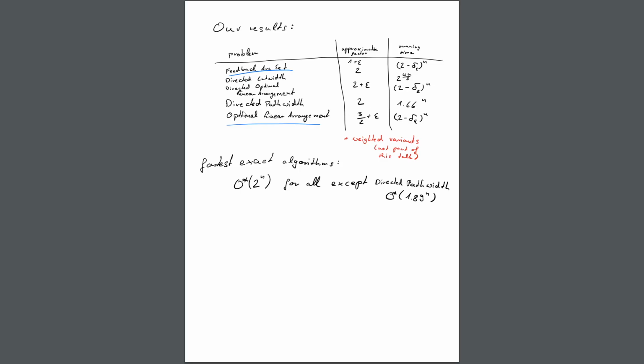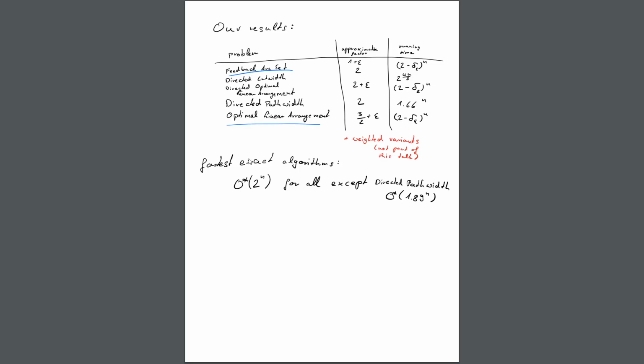Just to mention here, whenever we don't state the undirected problem for feedback arc set, the undirected problem is trivial. It's just feedback edge set, which is polynomial time solvable. And for undirected cut width and undirected path width, we have the same results as for the directed setting. Let me just briefly mention that we also have results for the weighted setting, where edges can be weighted.